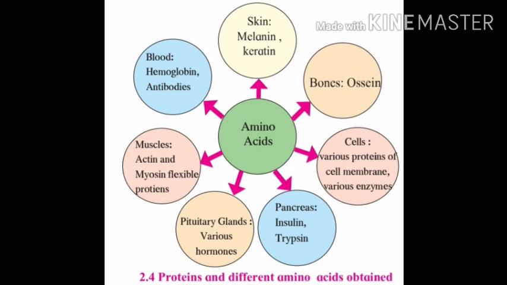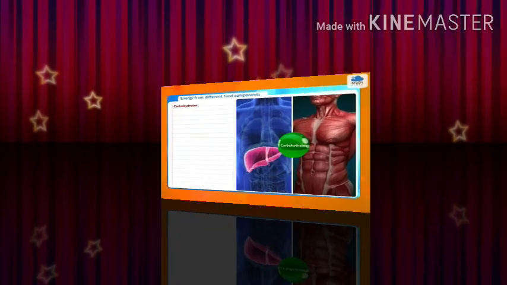Here we are seeing amino acids which give blood, hemoglobin, antibodies; skin, myelin; bones, ossein; cells, various proteins of the cell membrane; pancreas, insulin; pituitary gland, various hormones; muscles, actin and myosin, flexible proteins. This is the main function of proteins and the different amino acids obtained from food.